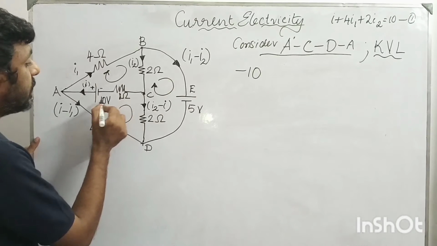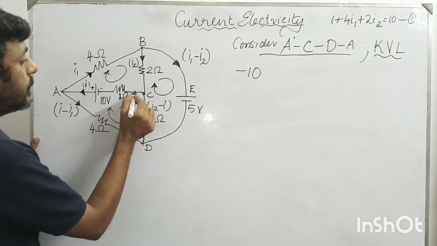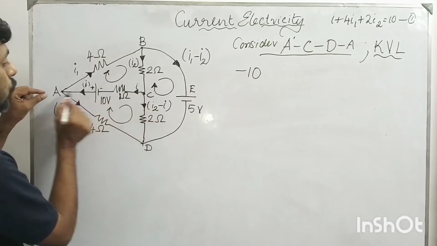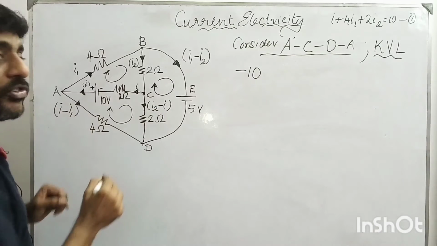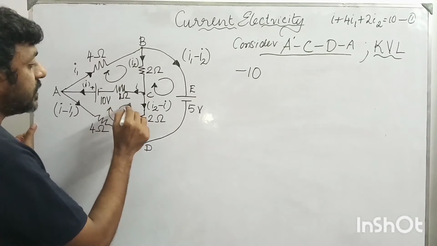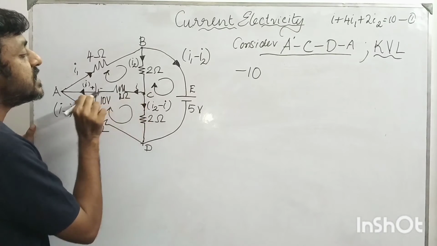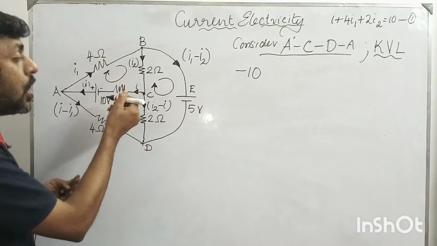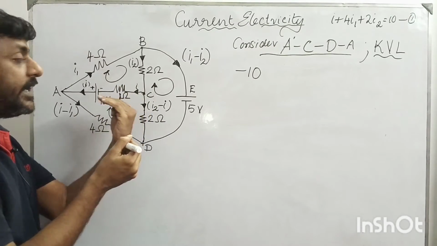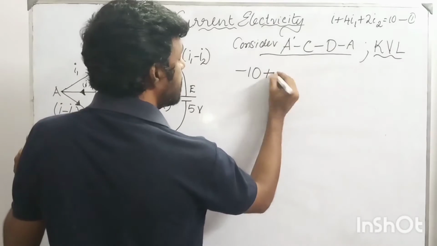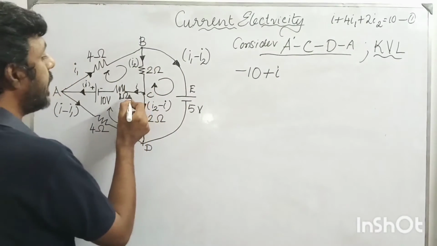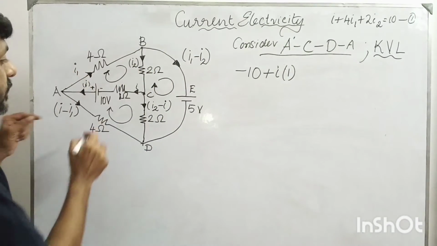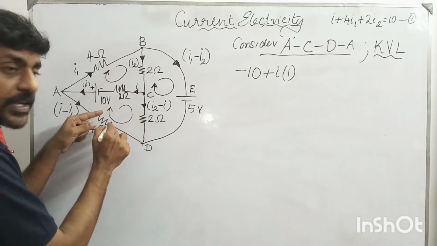Then after that, what will happen? This current I is flowing from C to A. So while traveling in the clockwise direction, again I encounter a current which is coming in the opposite direction. If a current is coming in the opposite direction, I will take the value of the voltage as plus I into 1. You got it? Again I'm moving in the clockwise direction.